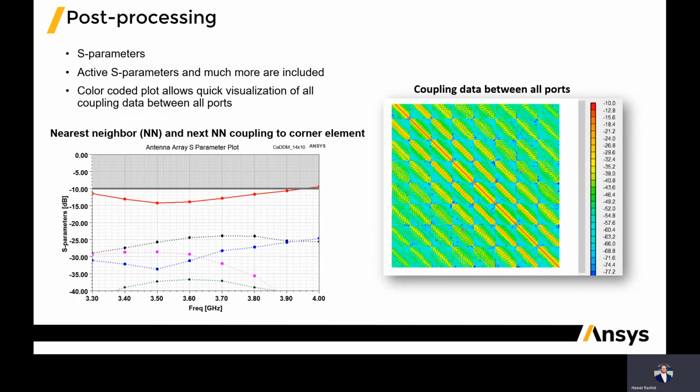Furthermore, we can look at coupling, for example. In this picture, what we are seeing is the return loss of the corner element, but also the coupling to the nearest neighbor and next nearest neighbor of the corner element. And we can also look at the coupling data between all elements through color coding and mapping. So this is a really easy way to have a first glance at how it looks, and then go into depth to make such plots and see how it looks.